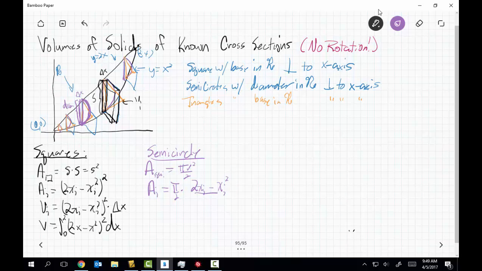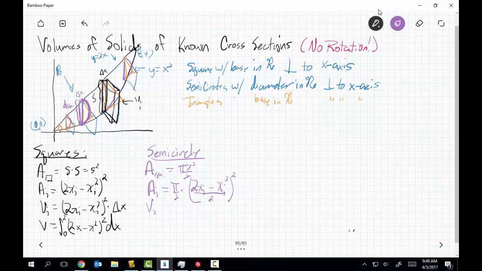I need to take half of that, and I need to square it. See? Pi halves, that doesn't change, it's constant. The radius is half the distance between these two, half the height of the slice of action, if you think about it that way. Take a half, and then this tells me to square it, and I'm done.